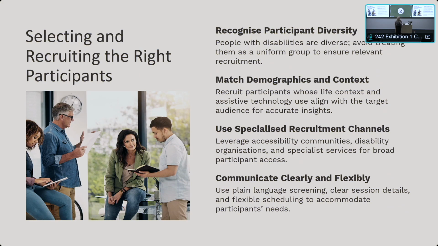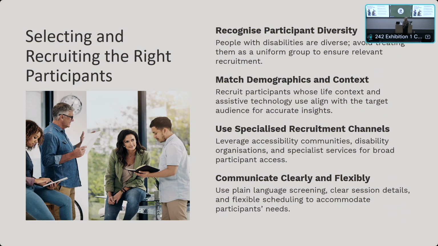So quite often, if you go to a general recruiter, you will maybe get somebody who... we've had people who have used general recruiters and said they want someone with low vision and got someone with glasses, because that's a person who self-identified and went, oh, do you have low vision? Yes, because I wear glasses to read, not to that extent. So using a recruiter who understands disability and accessibility is also really important.